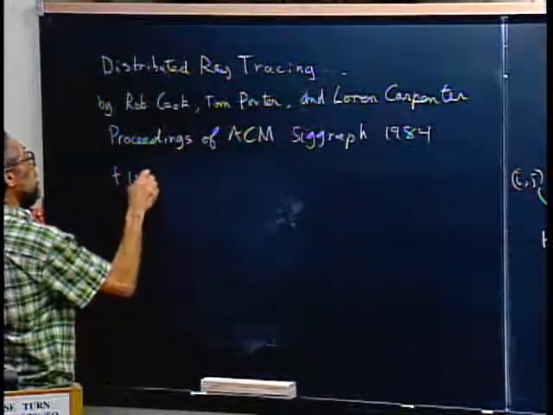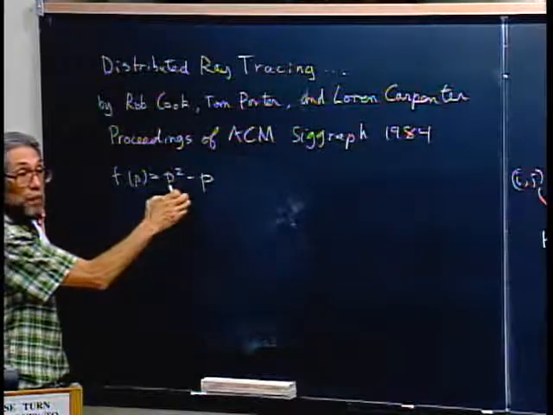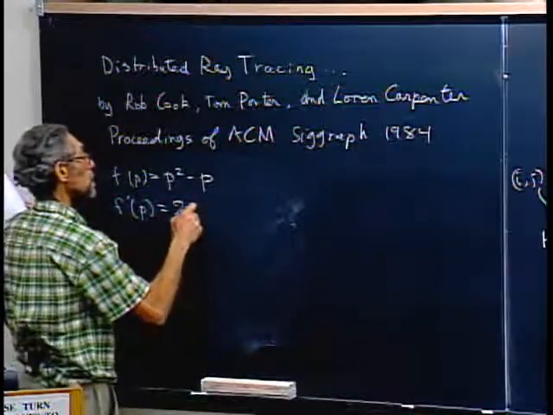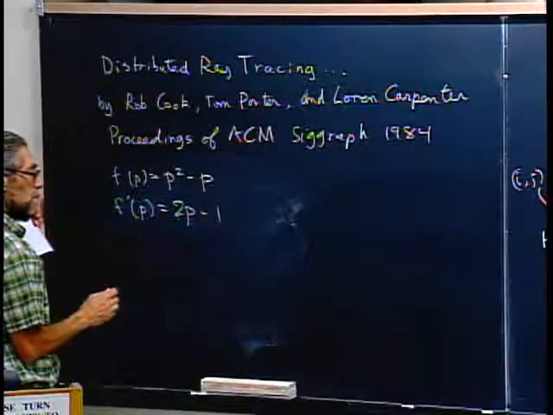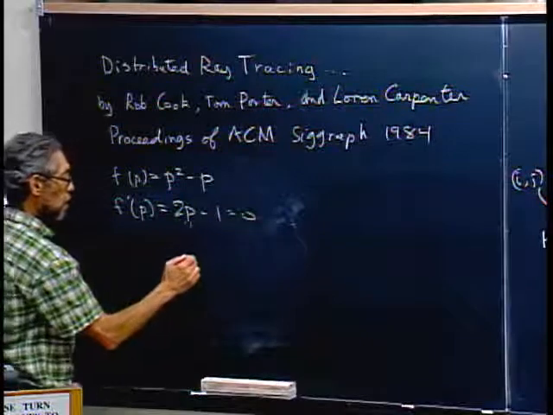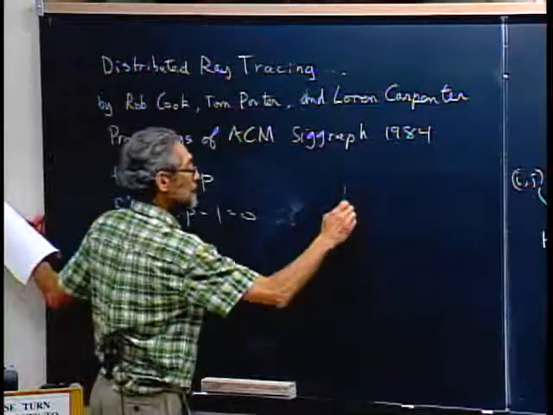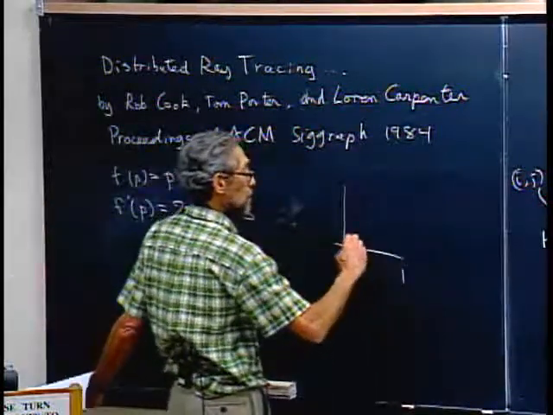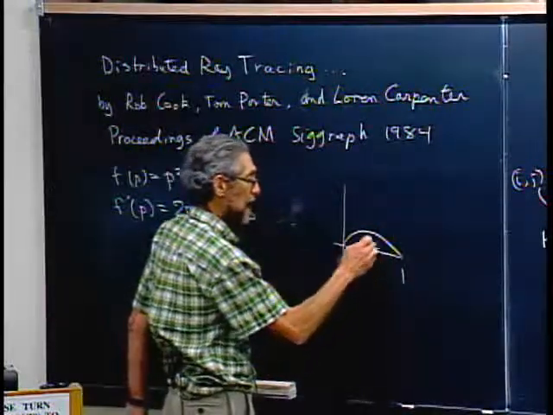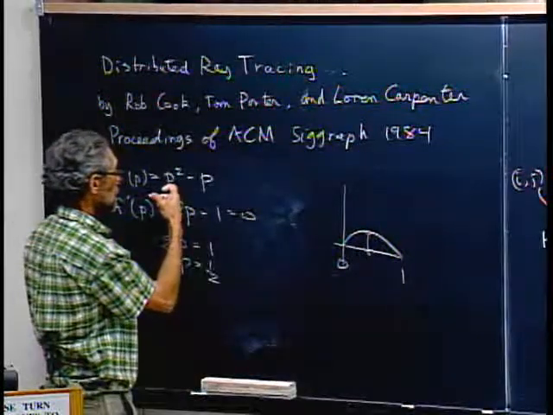If f of p is p squared minus p, that's p times 1 minus p. I just multiplied through. Then f prime of p is 2p minus 1, and that means that the critical value, it's a maximum in this case, is when this is 0, so 2p equals 1, p equals a half. Like, that's the maximum. If I go from 0 to 1 and I plot p squared minus p, it's this parabola here. And its maximum is right in the middle at p equals a half, and its value is a half. Let's see.